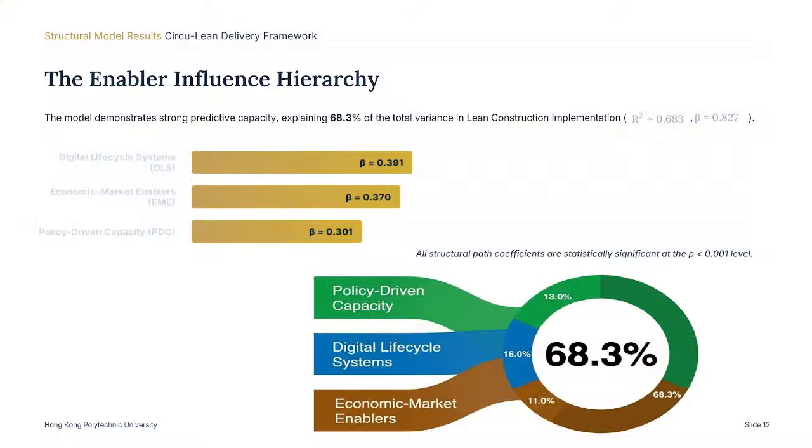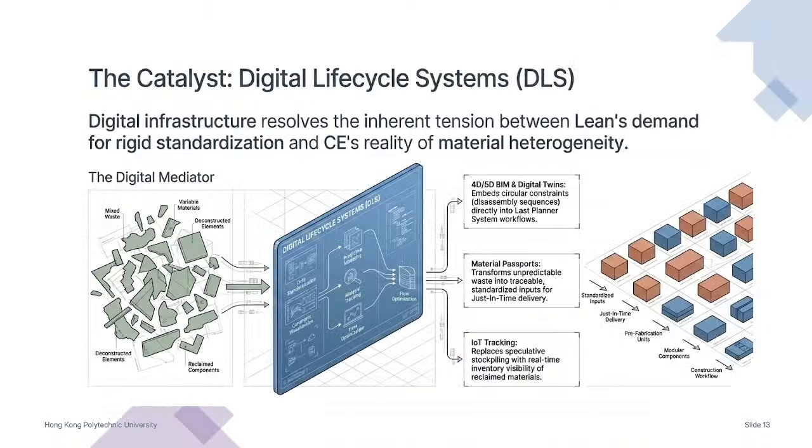After that, as we can see, this is the hierarchy for the circular economy enablers ranking. We find the digital life cycle system as the first rank, then economic market enablers, and after that, policy-driven capacity. To go deeper into the result, the digital life cycle system is in the first rank as the catalyst because it resolves the main problem with lean construction implementation related to standardization. The circular economy, through 4D and 5D BIM and material passports, will resolve the standardization of lean construction implementation.